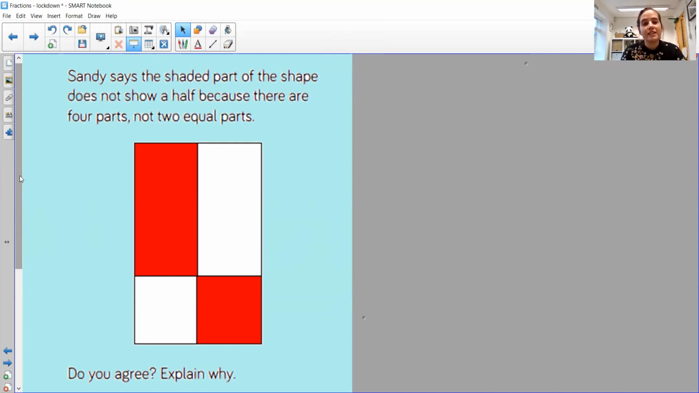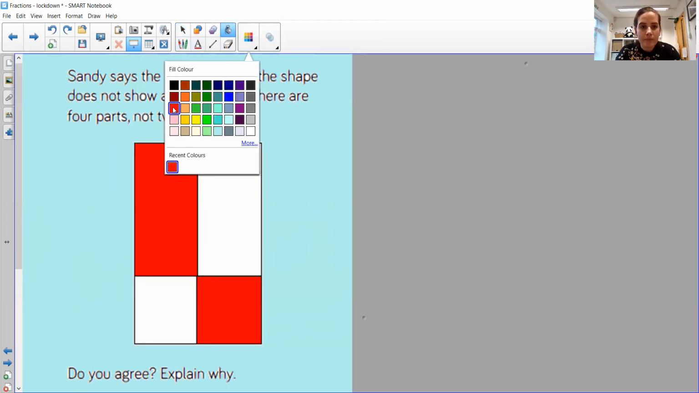Okay, so let's look into this then. So Sandy says the shaded part of the shape does not show half because there are 4 parts. Well, there are 4 parts. There are 4 parts indeed. But if I made, and I don't actually know if I can do this, so we'll explore this together.